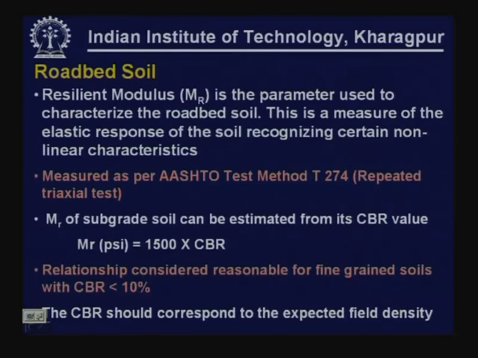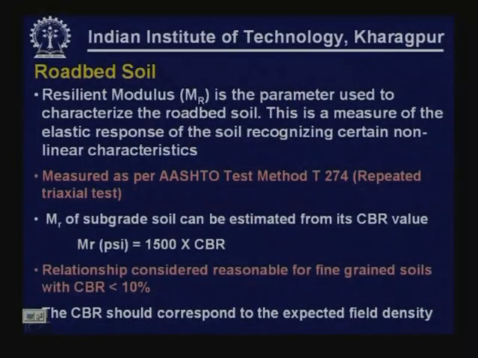This can be measured as per AASHTO test method T274, the repeated triaxial test procedure. Alternatively, MR of the subgrade soil can be estimated from its CBR value. This is what has been suggested by IRC 37/2001 also. If the repeated triaxial test cannot be done, the modulus value can be estimated from the subgrade CBR value as 10 CBR, or 17.6 CBR to the power 0.64. This is what we have seen in the previous lesson.